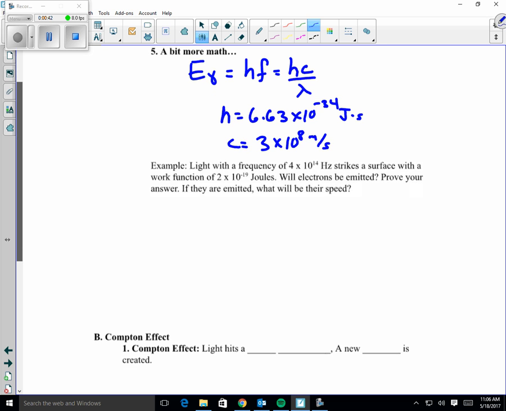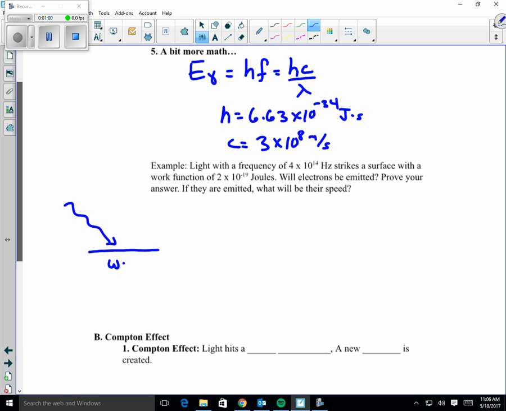So here's an example problem. I have light with a frequency of 4 times 10 to the 14th hitting the surface. It gives me the work function. We have to see if electrons are going to be emitted. If they are emitted, we want to find their speed. So obviously I could draw a picture to help me organize my thoughts.